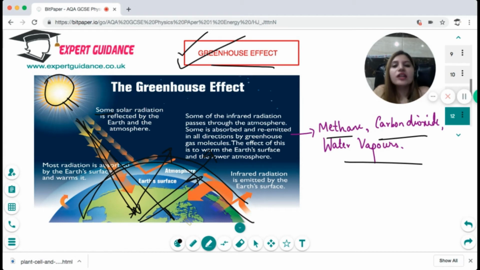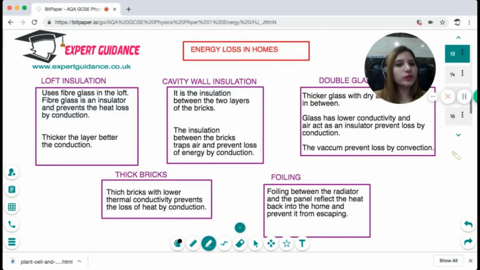But the too high concentration now of these greenhouse gases, due to burning of fossil fuels and deforestation, has resulted in overheating of the Earth's atmosphere, resulting in global warming. Okay, now since we know that there are a lot of ways in which energy can be lost by conduction, convection, and radiation, it's very important for us to conserve energy, especially in the UK, so that we can control our heating bills.